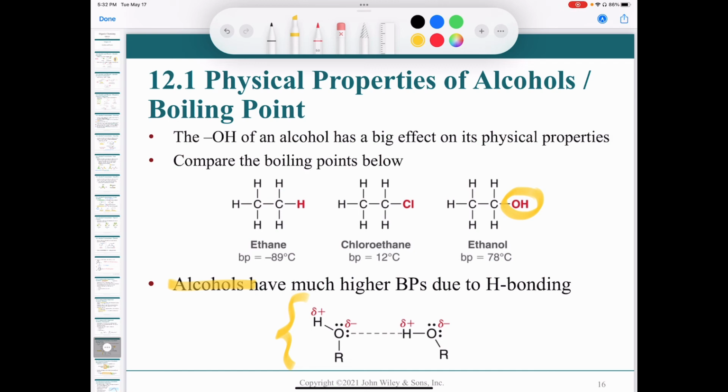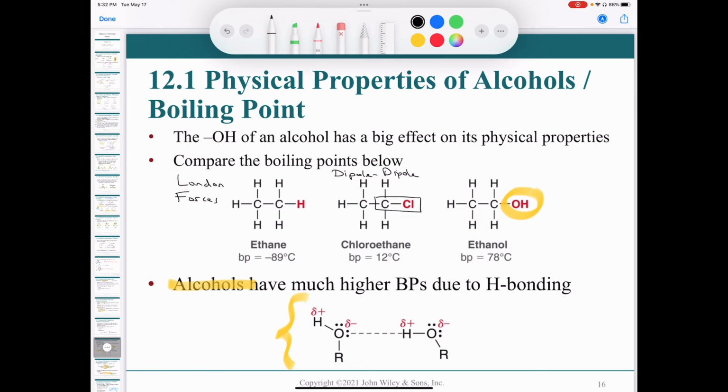If you compare the boiling points of these three compounds on this slide, going from ethane to chloroethane to ethanol, well, ethane is a completely nonpolar compound. It only experiences London forces, and thus it has a very low boiling point. When I get to chloroethane, of course it experiences London forces, but it also has a polar bond in it, and so it can experience a dipole-dipole force, which is stronger than a London force, and that increases the boiling point to about 12 degrees Celsius.